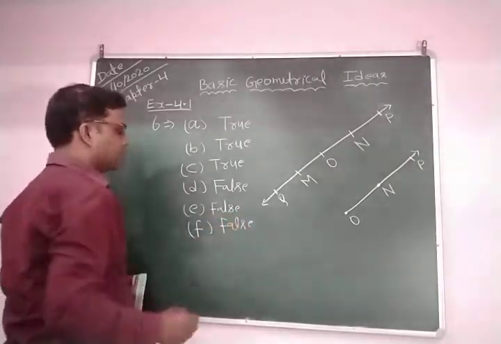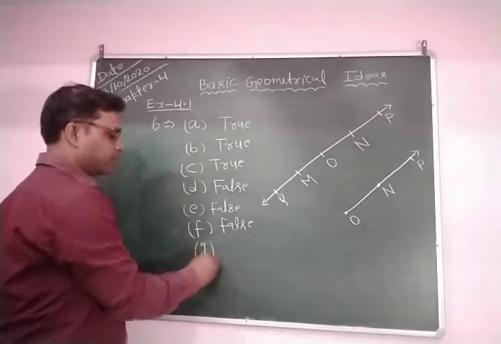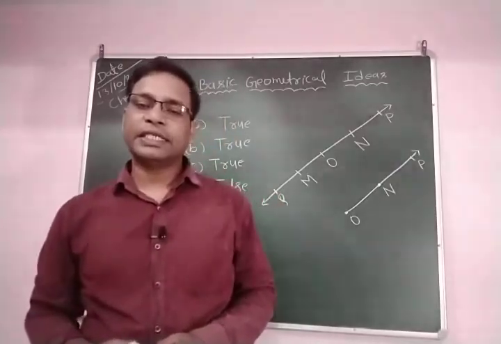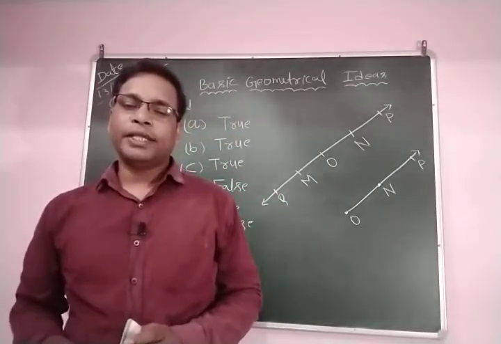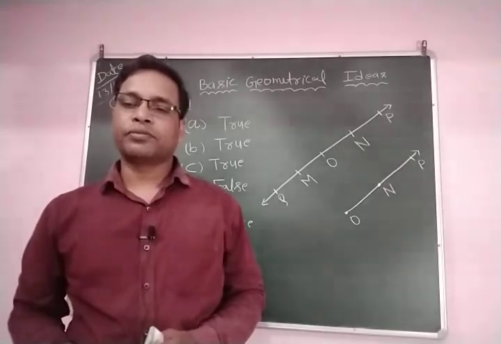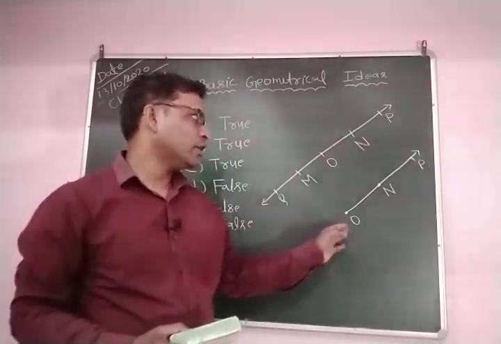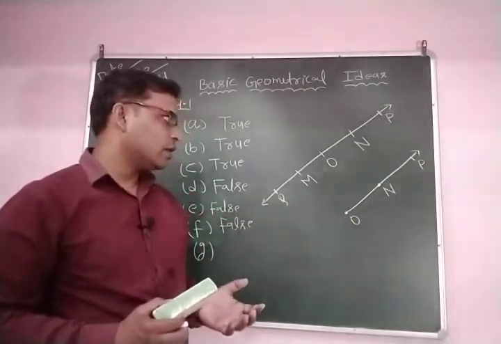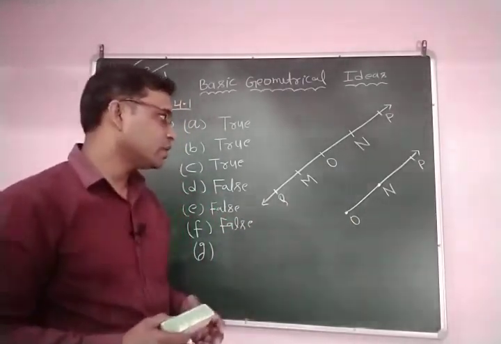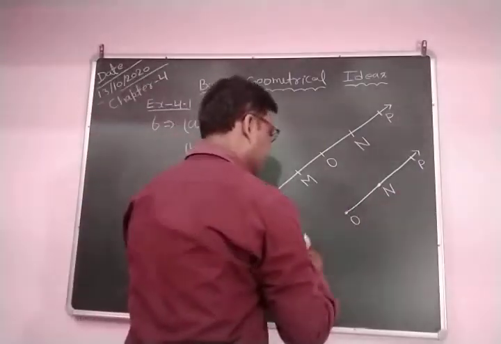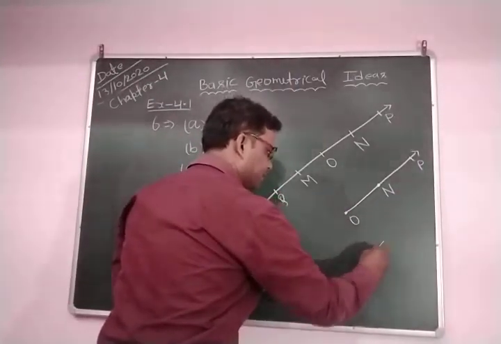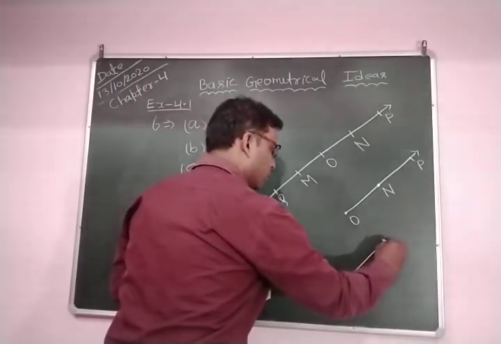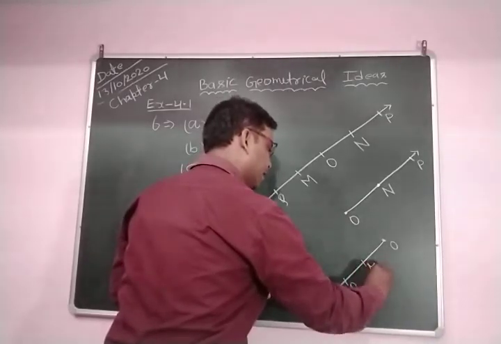Now, the next part is G part. Okay, what is the G part of this question 6? Ray OP is different from ray OQ. So first we draw, this is the ray OP, and we check whether this is a different ray from ray OQ or not. First we draw both rays. So this is ray OP and this is ray OQ. Here point M lies.